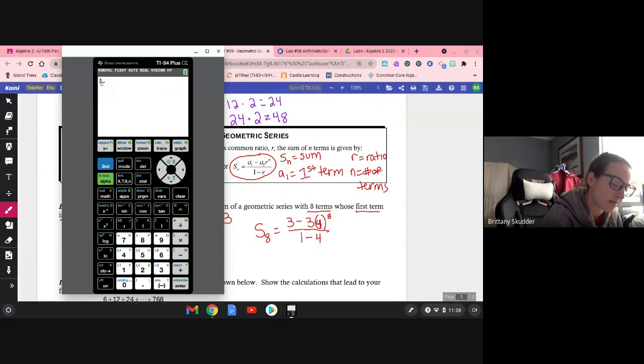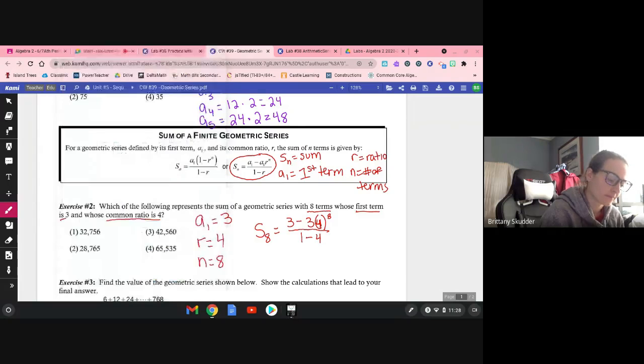So 3 minus 3, parenthesis 4. Oh, I should put a parenthesis 4, exponent 8 over 1 minus 4. Click enter, and you should get 65,535. Which is choice number 4.